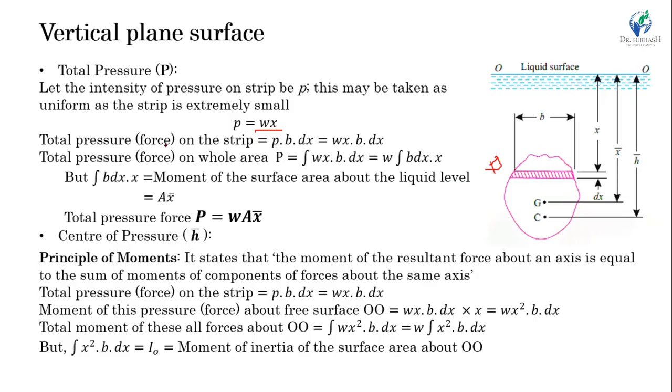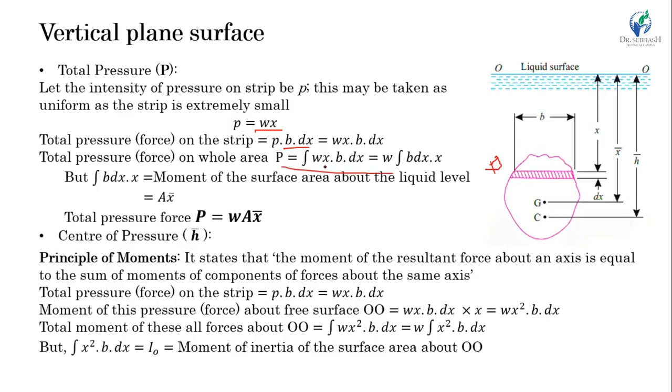This is the intensity of pressure. Now the total pressure force is the pressure times the area. The intensity of pressure is p, and the area of this strip is b dx. If we put the value of p from this equation, the total pressure force on this strip is w x times b dx. To calculate the total force acting on the whole area, we have to integrate, so the total pressure force is the integral of w x b dx.